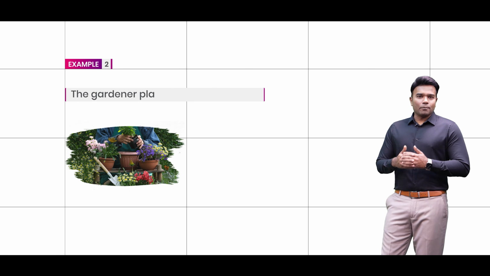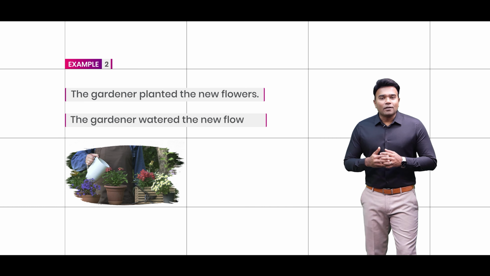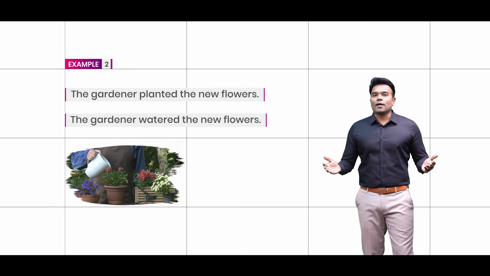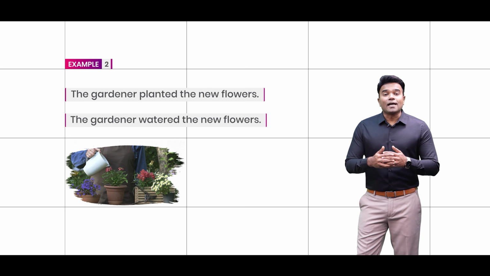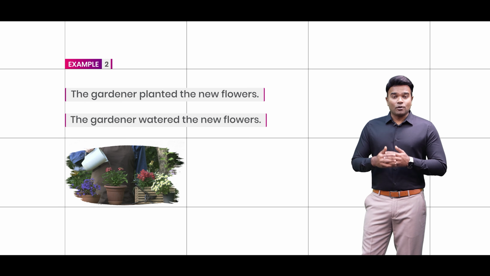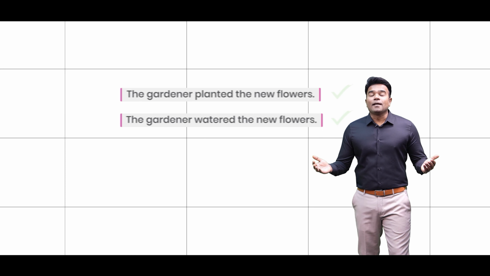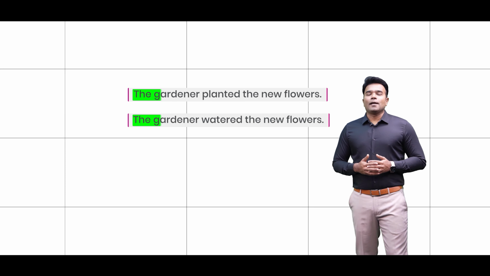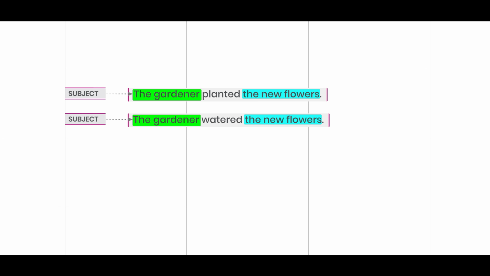The gardener planted the new flowers. The gardener watered the new flowers. Well, I am sure that you already understand that this is not the way that English sentences have to be framed. No doubt, both of these sentences happen to be valid English sentences, but in both of the sentences, the gardener happens to be the subject and the new flowers happen to be the objects, and obviously the repetition of the subject and the object is making these sentences look awkward.